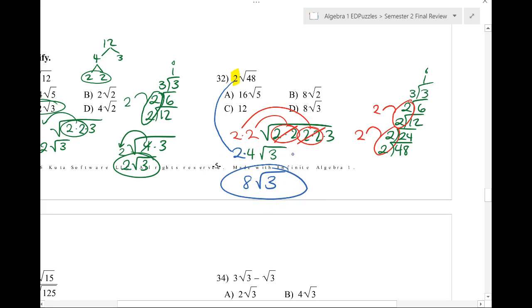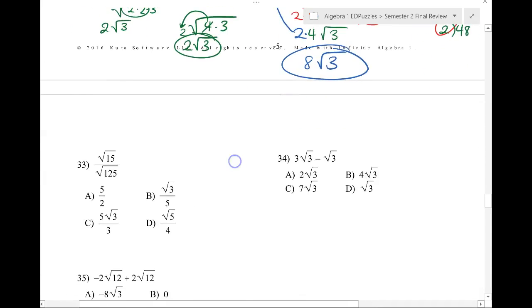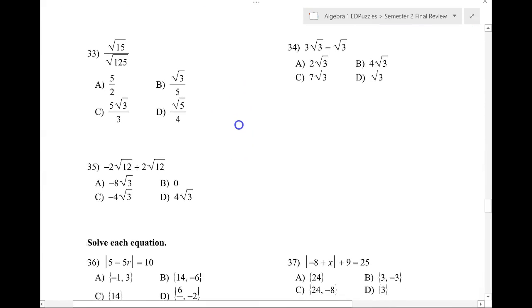Sorry, I almost forgot that 2 that was out there. And I always tell you guys not to forget the 2, and look at Mr. Osborne forgetting the 2. Shame, shame.